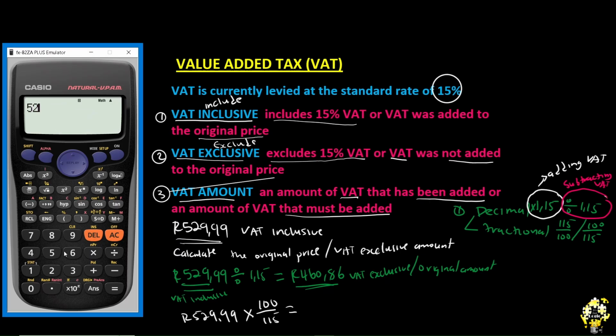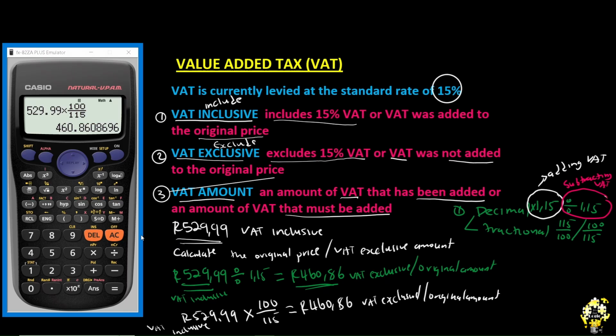Now, let's see, it should give us the same answer. If it does not, then I guess we know that whatever we are doing here, it's just not working. So divide by 115. There we go. So we are getting 460.86. So this also is still the VAT exclusive, or the original amount. I'm sorry about the handwriting. This is still the same thing. It's still the VAT inclusive that they gave us.